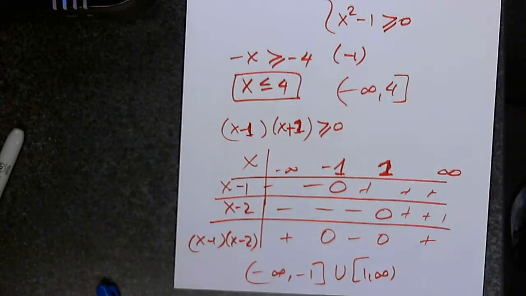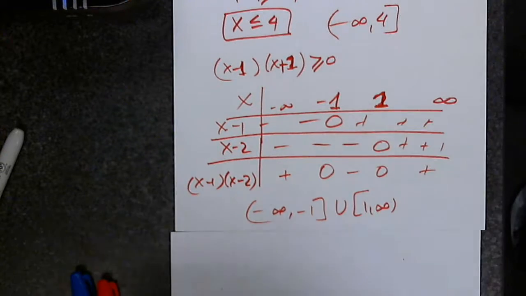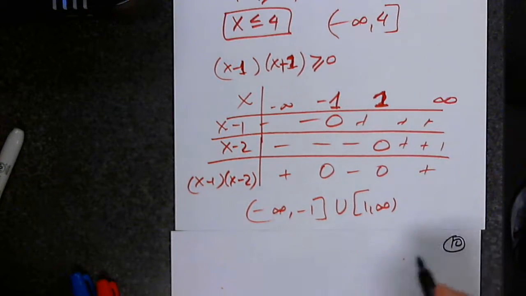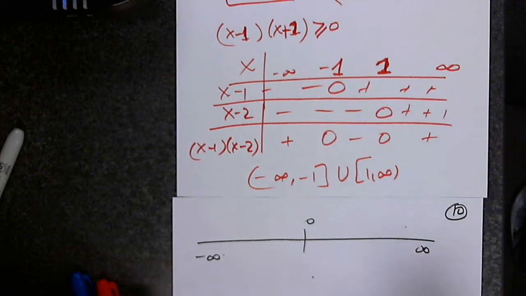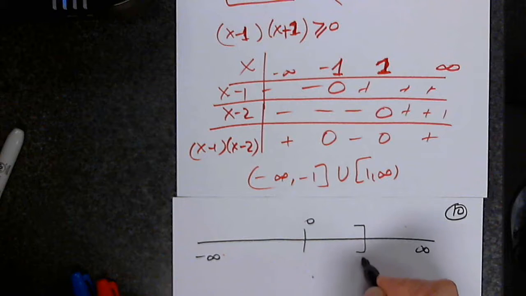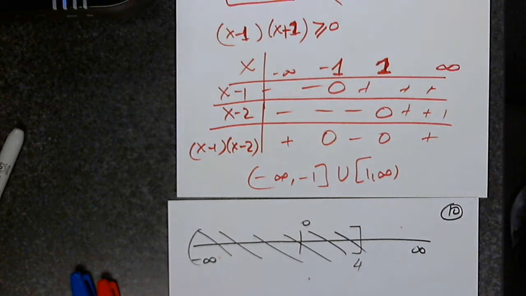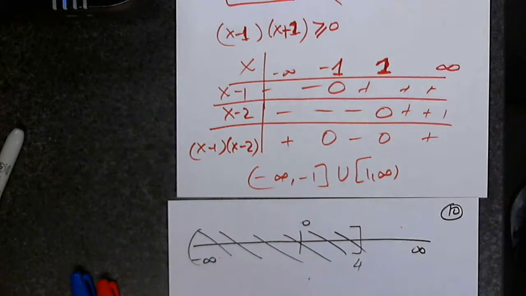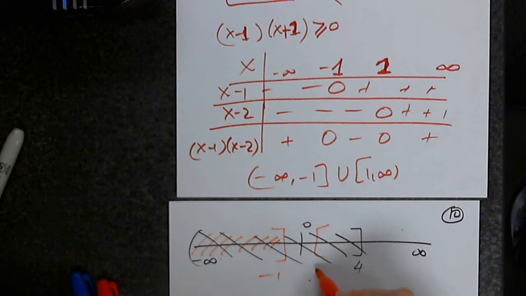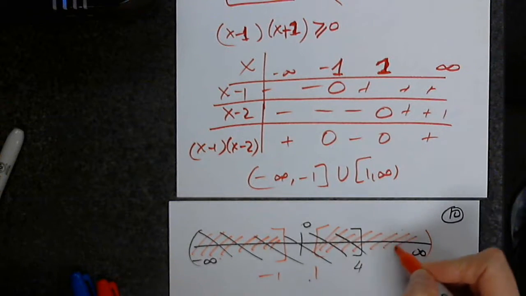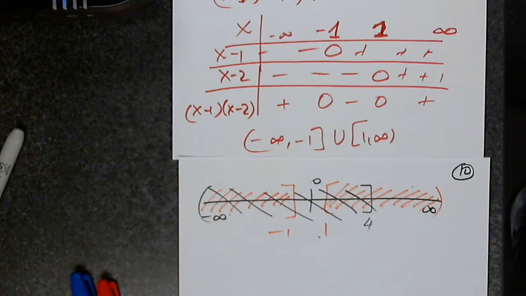But I'm not interested in the first, and I'm not interested in the second. I have to see where these two domains overlap. So here it is. 0, negative infinity, infinity. The first interval is between negative infinity and 4. Don't bother with units, that's not important. And then between negative infinity and negative 1, and 1 to infinity. I have to choose the common territory.